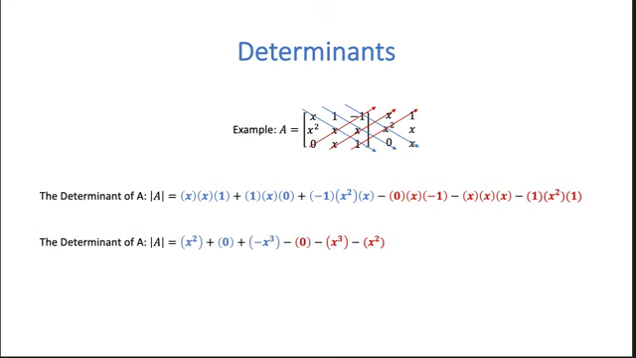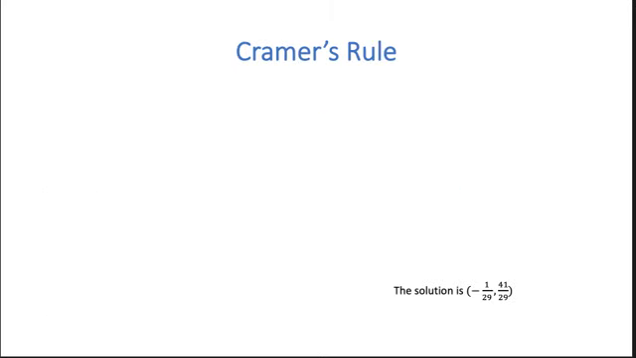Now if you simplify this, that's x squared plus 0 plus negative x cubed minus 0 minus x cubed minus x squared. The x squareds cancel, and so we're left with negative 2x cubed. All right, the next thing we need to learn about is Cramer's rule.